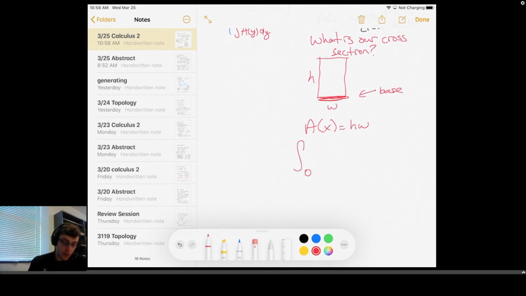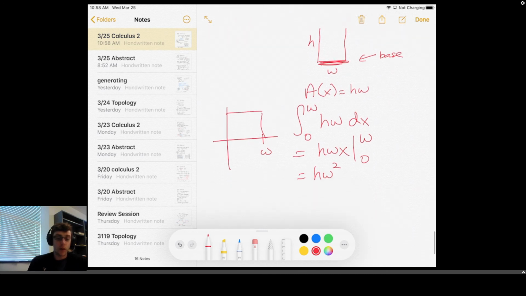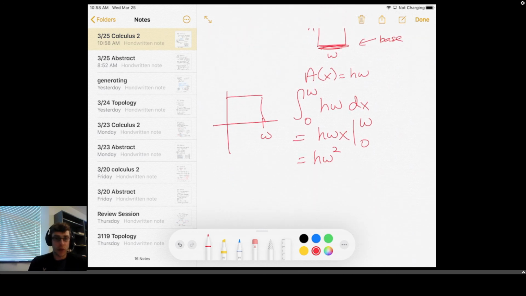And so remember, we had until W here. So on the x-axis, we go from 0 to W of this A of x function dx. And so we get HWx from 0 to W, and you get HW squared. That's exactly what you would expect, because it should be just length times width times height, and here length is equal to width. So it checks out with what you would hope is true.